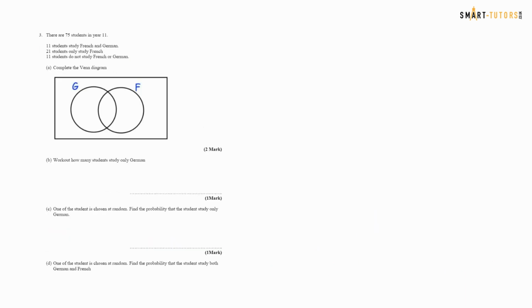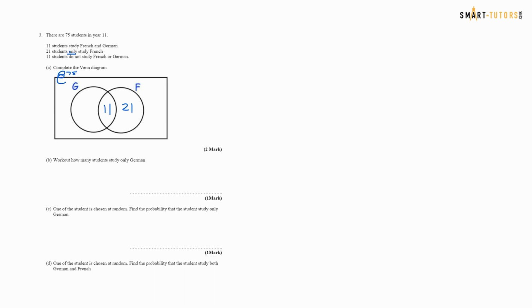Next question. Question number 3. There are 75 students in E11. So I'm going to put the universal set as 75. 11 students study French and German, so in the middle is 11 students. 21 students only study French. Only, that's a tricky word here. Only means 21 comes here.